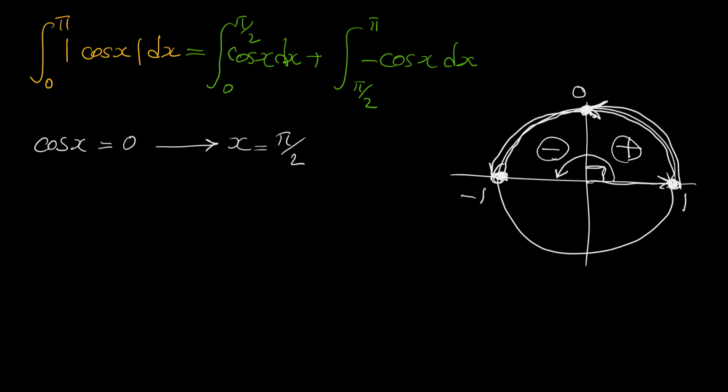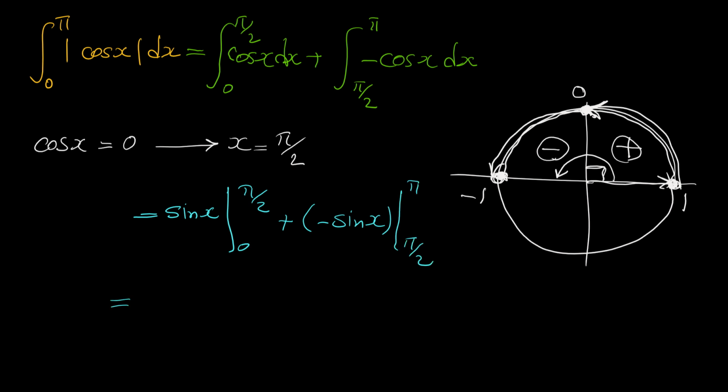Now our job is to simply calculate this integral. This equals, what is the integral of cosine? Sine of x from 0 to pi over 2. And the integral of negative cosine is negative sine of x from pi over 2 to pi. We substitute. If we substitute the upper bound, we have sine of pi over 2, but sine of pi over 2 is 1. If we plug in 0 for x, sine of 0 is 0, so 1 minus 0.